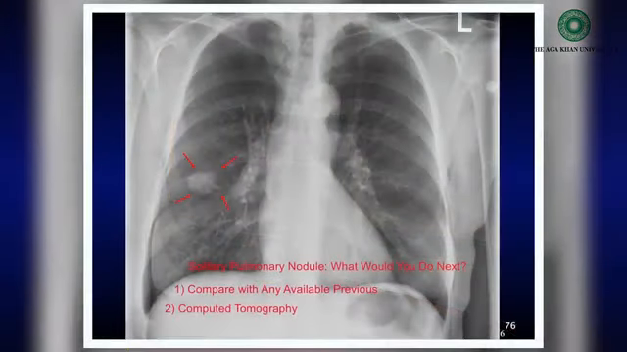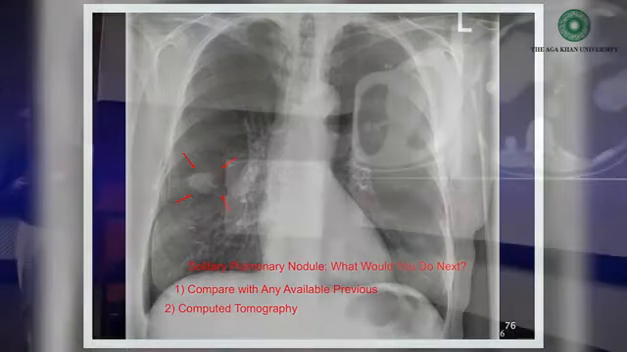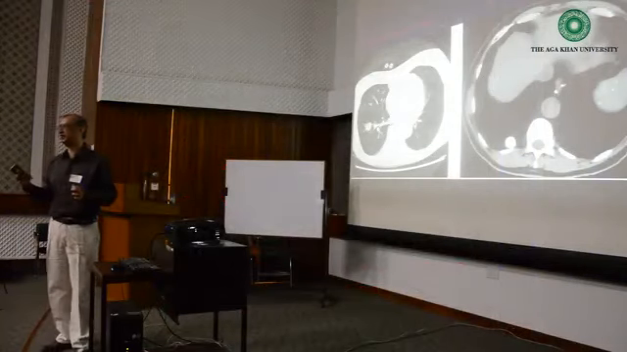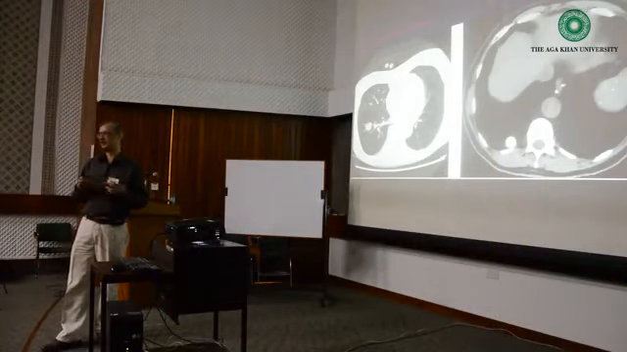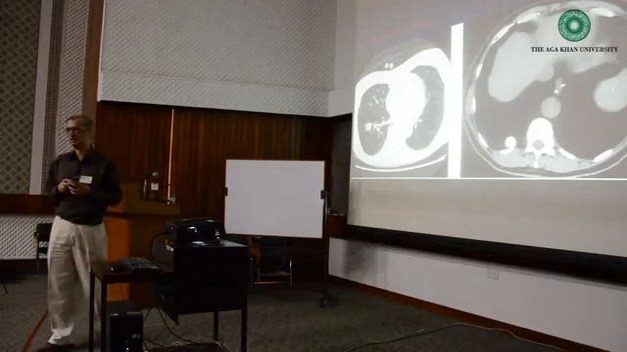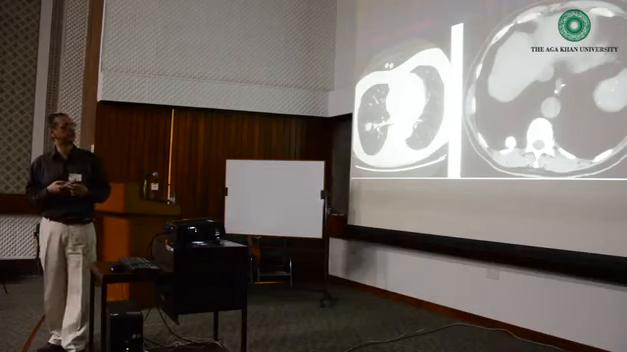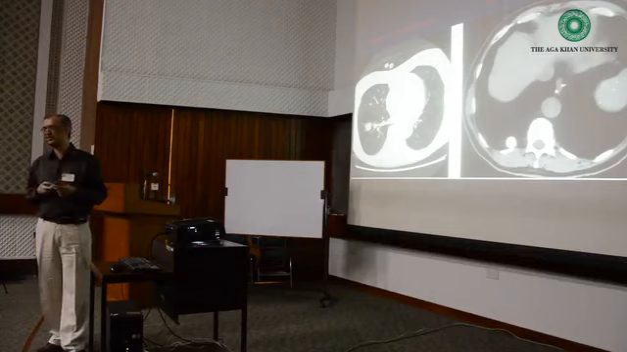So what to do next when you see a solitary pulmonary nodule? If there is any previous X-ray available, or a previous CT scan, and it is stable for 2 years, then you can label it as benign. Stable would be no increase in size and no change in appearance. So if it remains unchanged for 2 years, you may not do a CT scan.